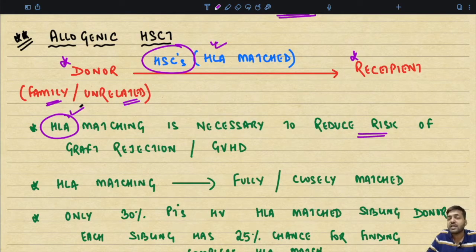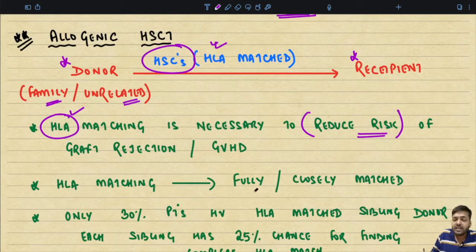The chances of HLA matching are higher with immediate family members, for example father, mother, brother, sister, and between cousins. HLA matching is very necessary to reduce the risk of graft rejection or graft versus host disease. I will discuss in detail what graft rejection and graft versus host disease are. Suffice it to say that HLA matching is an important component of stem cell transplant.